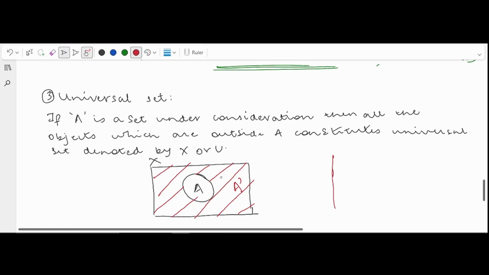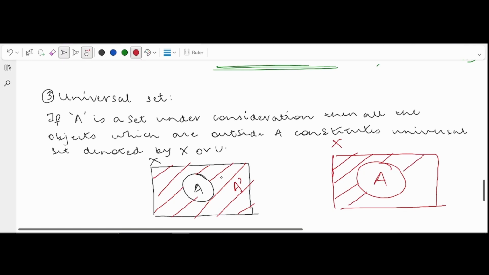Take an example. If this is a universal set which constitutes a school, and this is the set for the number of students who come early to school. Okay, so the remaining part, that is the ones not included in set A, is called A dash. So if we say A is punctual students, then A dash becomes the ones who are always late, the non-punctual students.